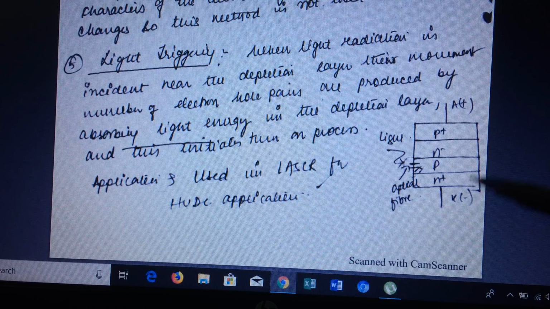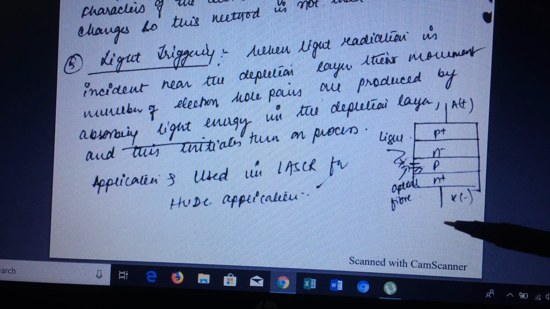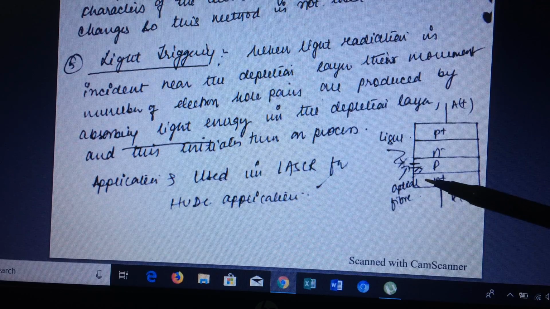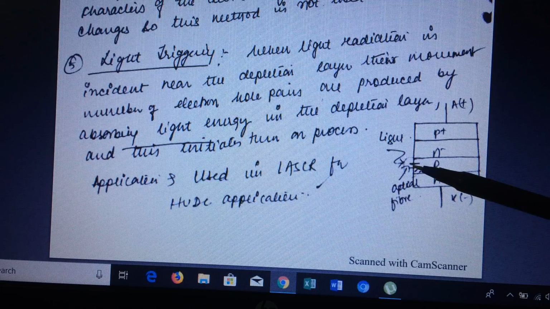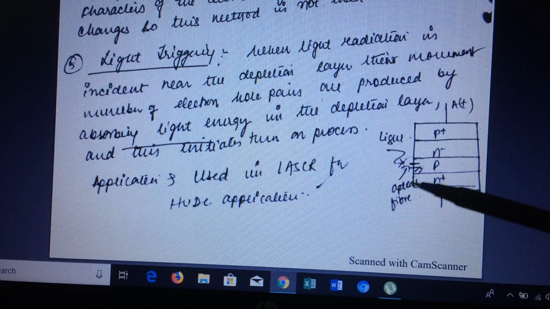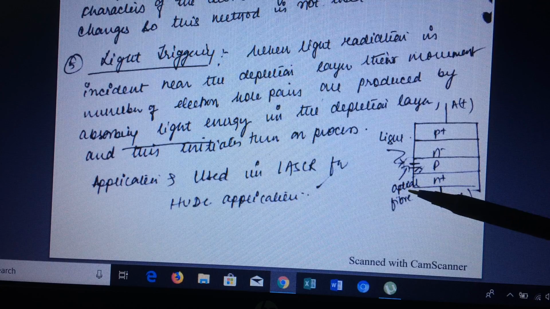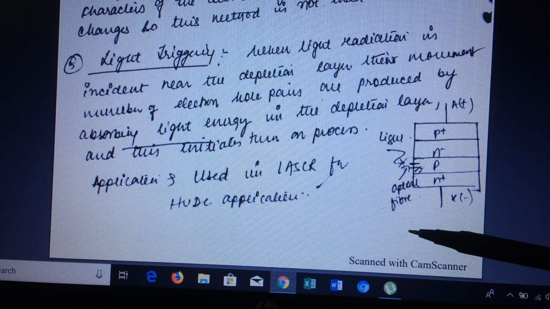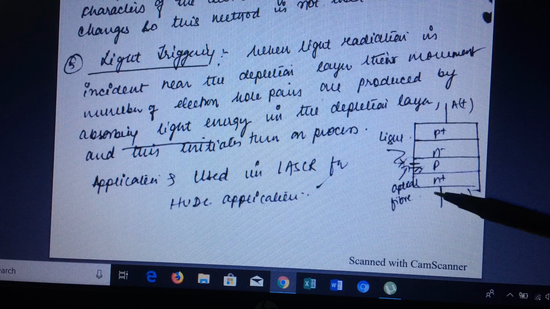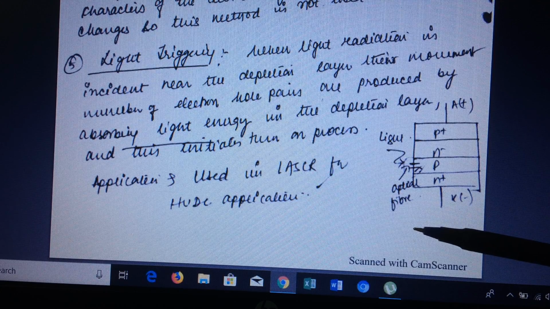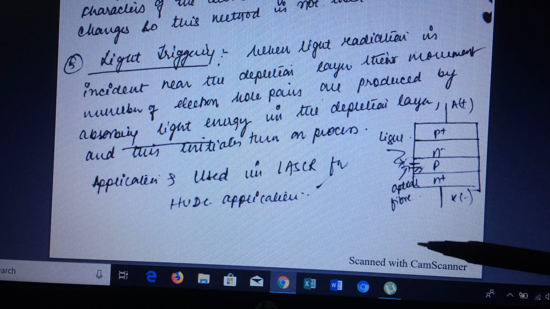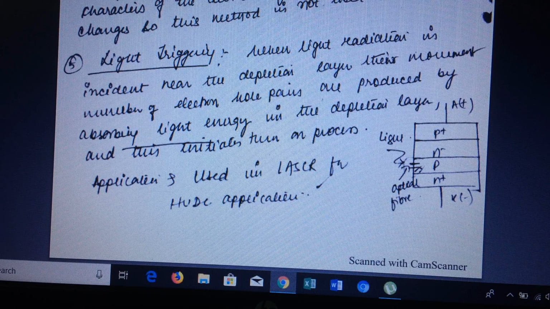The number of electron hole pairs is increased, and that is produced by absorbing the light energy in the depletion layer. Due to this, the turn on process of the SCR is initiated. We mainly use this in HVDC applications, that is high voltage DC applications, or in lasers, LASCR. So the light triggering method is an acceptable method which we can use for turn on of the SCR.